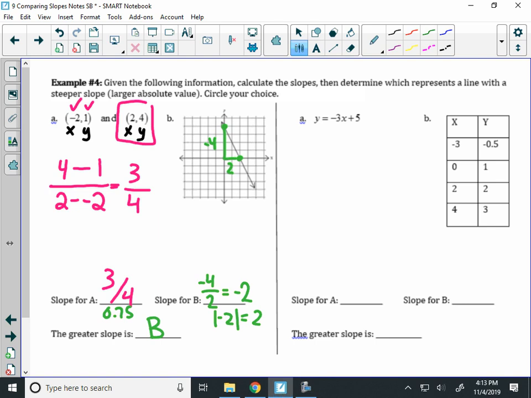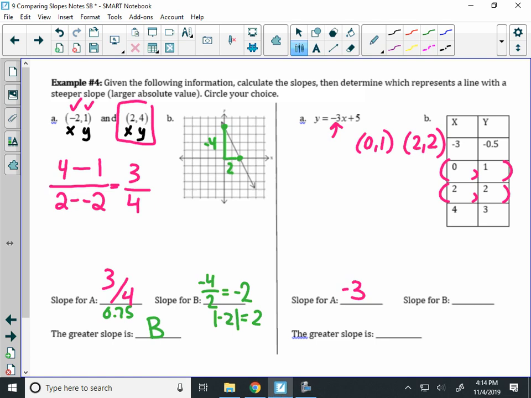All right, for A, this should be easy. You don't have to do anything except look at the equation. The slope is that m, that -3. For B, I have a table of values, but I can find the slope if I pick two of these values here. I'm going to choose this guy. I'm going to turn it into an ordered pair, 0, 1. And why don't we do 2, 2?